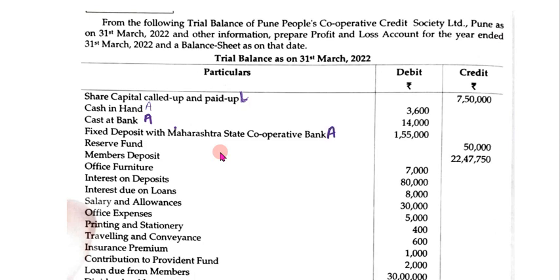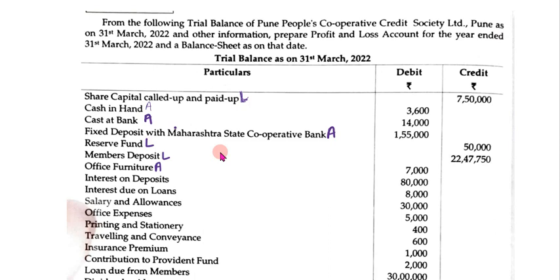Then reserve funds rupees 50,000. So this is liability. Member deposit is 22,47,750. So member deposit is liabilities. Office furniture is 7,000 and office furniture is assets.